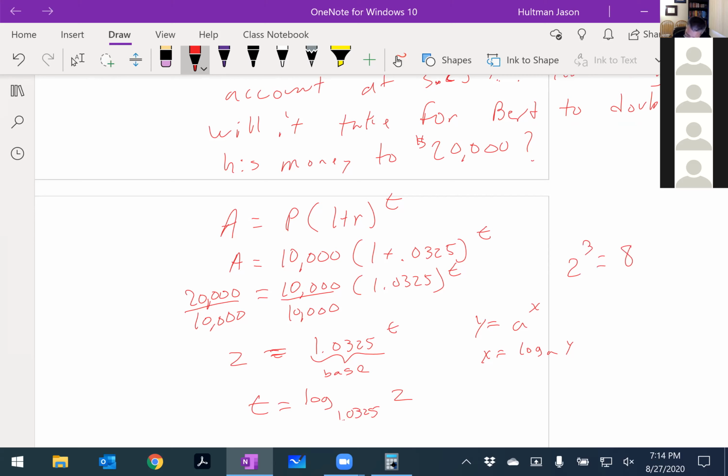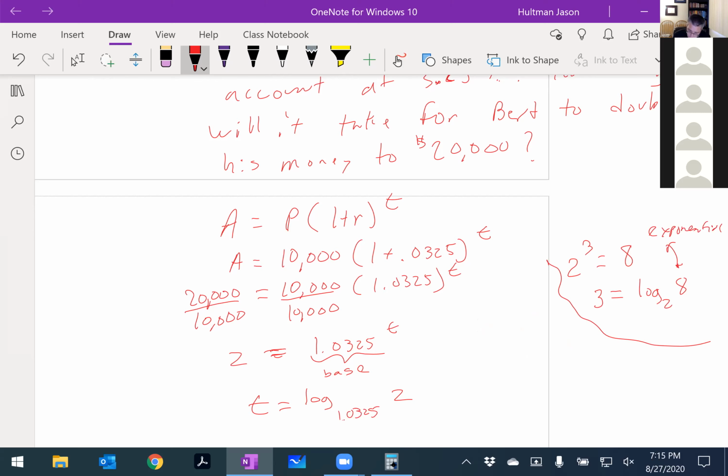2 to the third is 8, right? So wouldn't I say that 3 is equal to log base 2 of 8? Does that make sense? So I change this, which is exponential form, into logarithmic form. So maybe we'll just get rid of that and keep the numbers, right? If I wanted to solve for 3, couldn't I just change that into an exponential? 2 to the what power is 8.